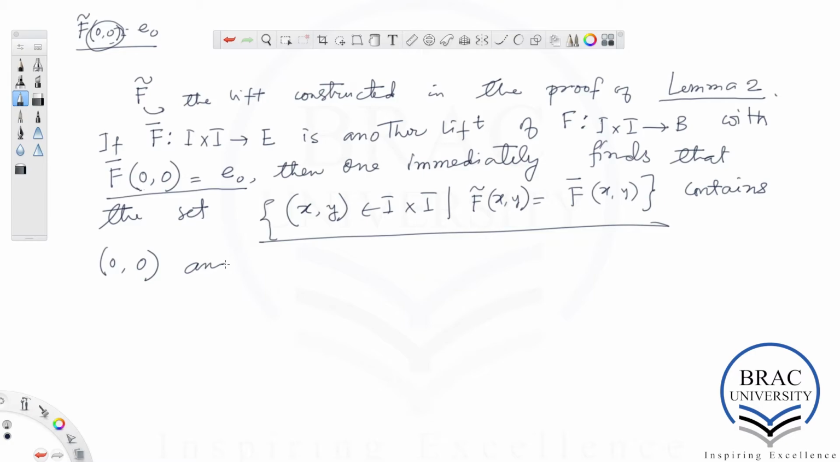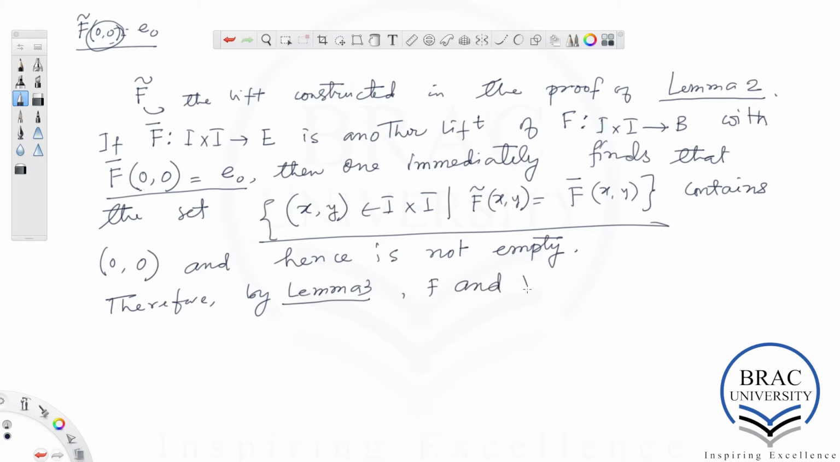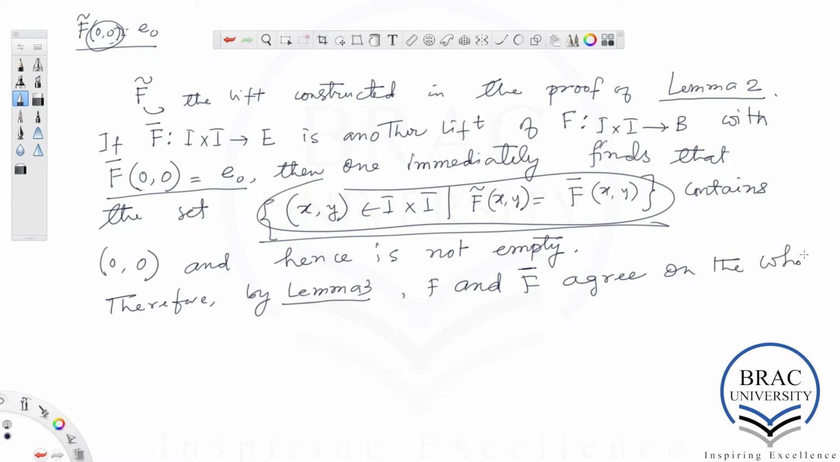And hence this set is not empty. So therefore, by lemma 3, this set has to be the whole set, meaning that F tilde and F bar agree with each other on the whole of I cross I, which proves the uniqueness of the lift.